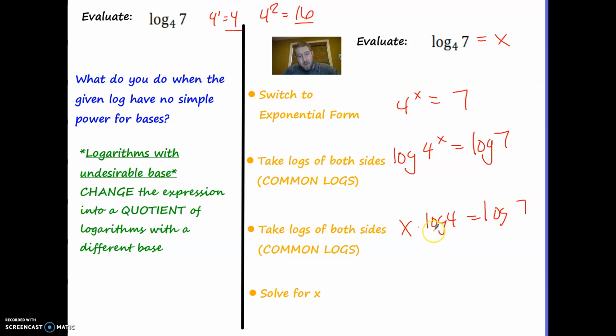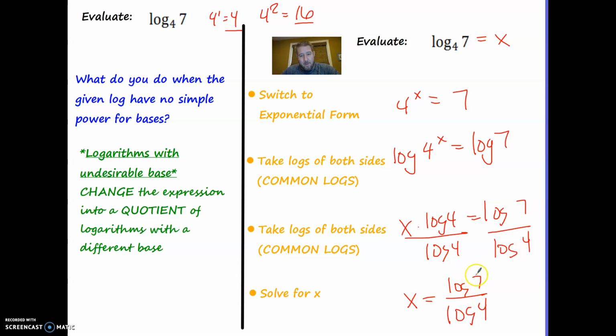Now that I have it multiplied, because it's the coefficient of this log of 4, I'm going to use my division property of equality. I'm going to divide both sides by log of 4. And then what you'll notice is that x equals log of 7 over log of 4. So now this is in base 10.